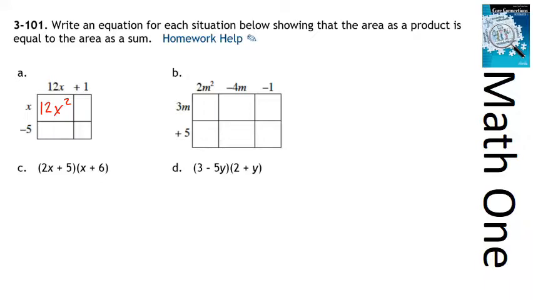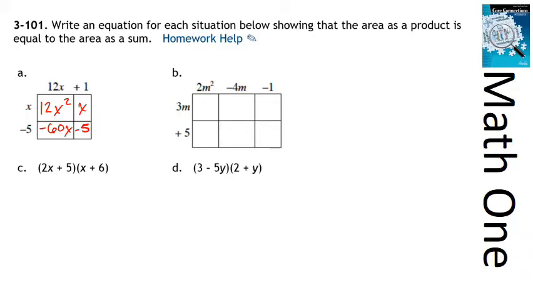And then the box to the right of that, when I multiply x times 1, I get 1x. Below the 12x squared, when I multiply 12x times negative 5, I get a product of negative 60x. And then finally, negative 5 times positive 1 is negative 5.